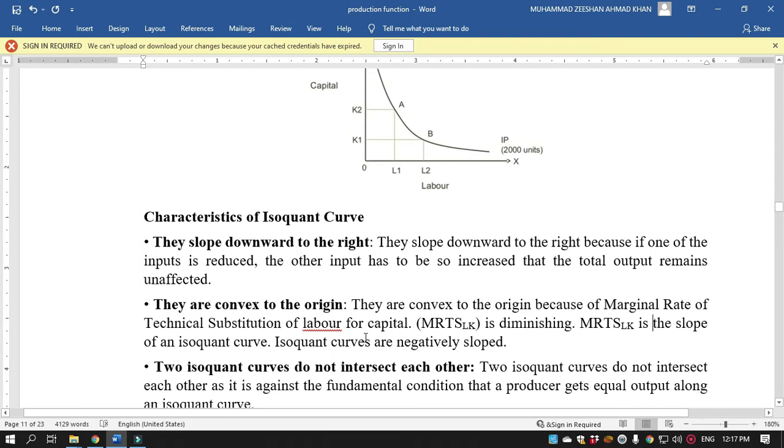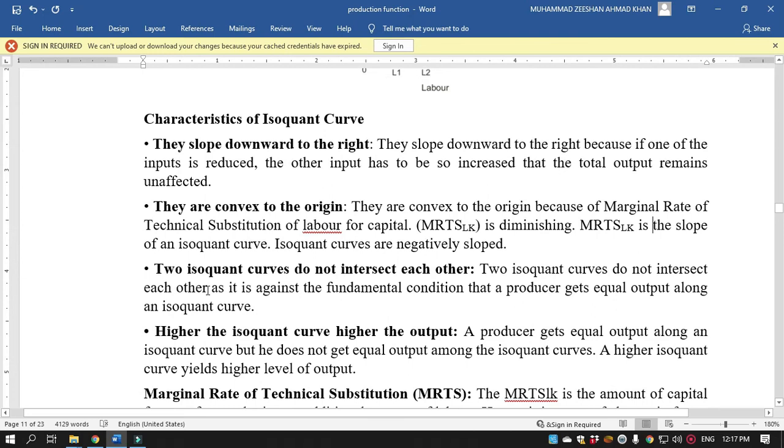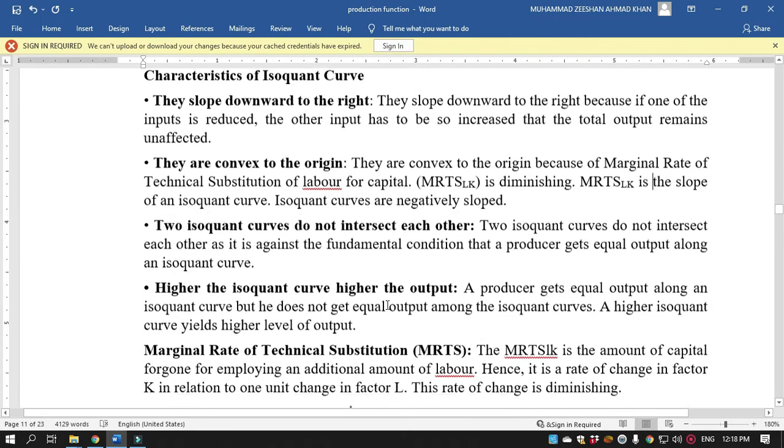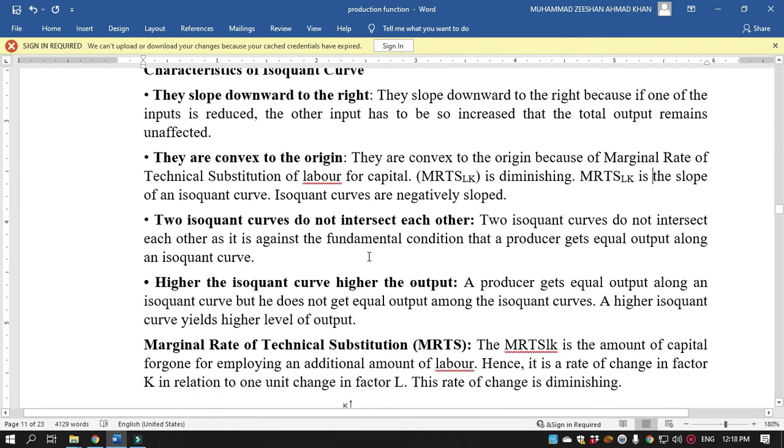So the isoquant curve is negatively sloped, and two isoquant curves do not intersect each other, similarly to an indifference curve, because if two isoquant curves were intersecting each other, they would be violating the property of transitivity.